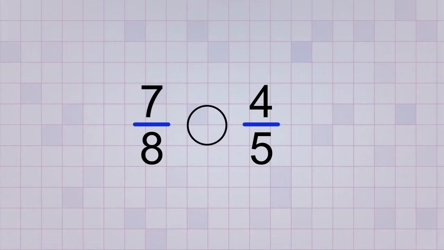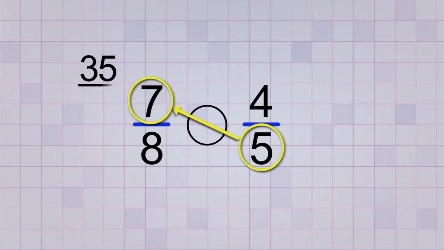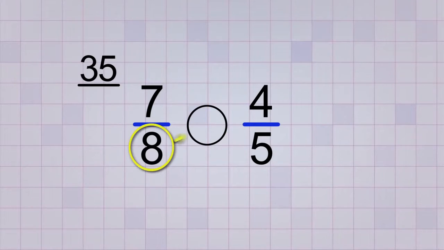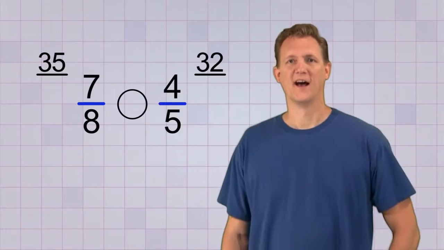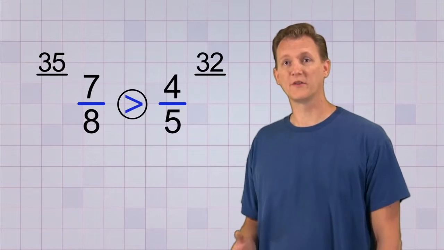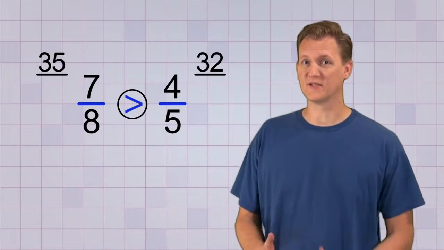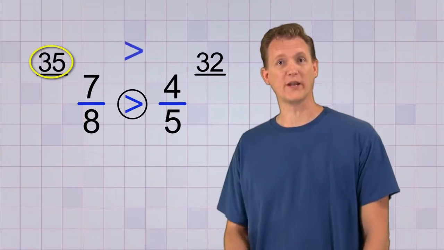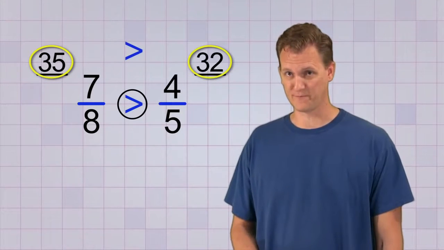We start by multiplying the second fraction's bottom number, 5, by the first fraction's top number, 7. And that gives us 35 for the new top number on this side. You'll always keep the answer on the side of the top number that you multiplied. Now for the other side. The bottom number, 8, times the top number, 4, gives us 32 for its new top number. Aha! Now it's easy to see that the fraction 7 over 8 is greater than the fraction 4 over 5 because its new top number, 35, is greater than the other new top number, 32.